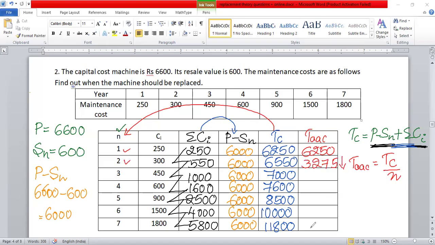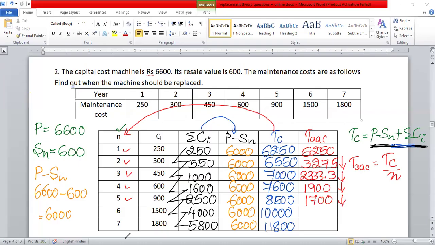3,275 compared to 6,250 decreases. Similarly, 7,000 divided by 3 will get 2,333.3, compared to 3,275 decreases. 7,600 divided by 4 is 1,900, compared to 2,333, so decreases. 8,500 divided by 5, so 1,700. 1,700 again decreases compared to 1,900.